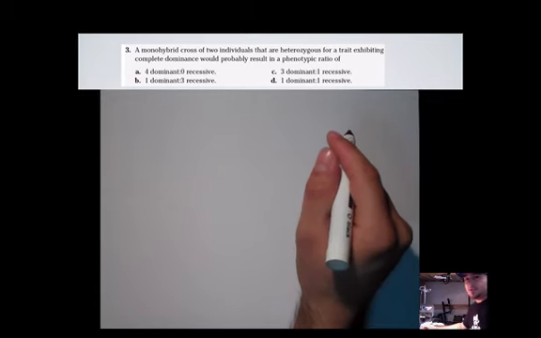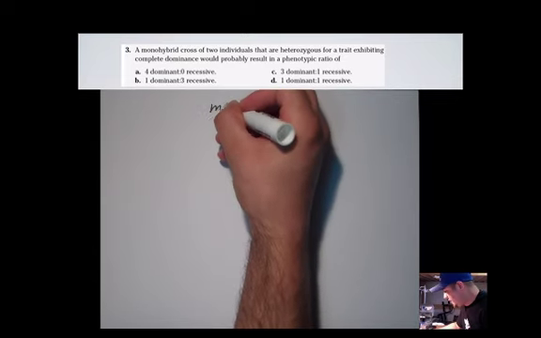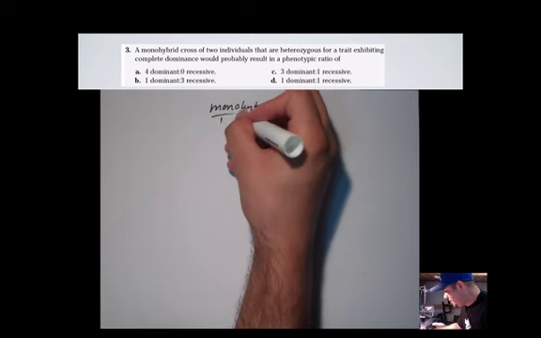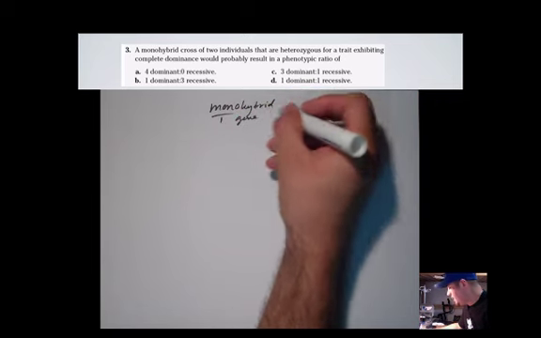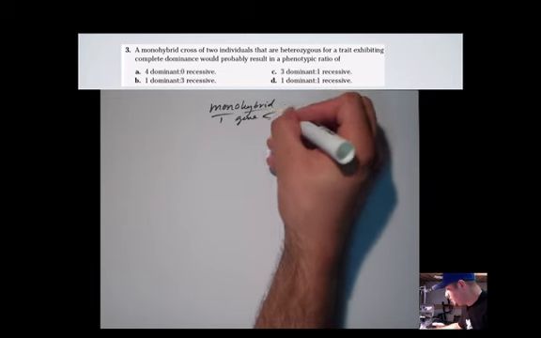Okay, students, so here we have a question: a monohybrid cross of two individuals that are heterozygous for a trait. So let's take a look here. It says monohybrid. Mono means one, and one gene, and we're going to mix them. We're going to cross something. Usually it's two alleles.